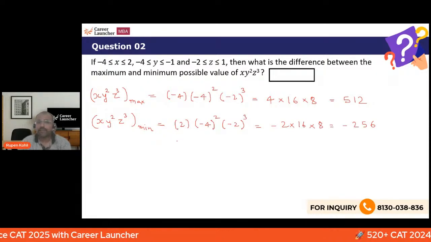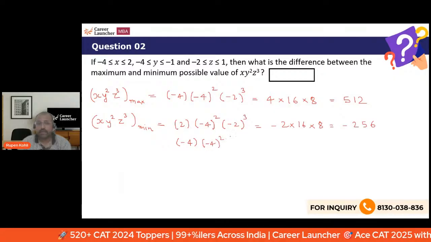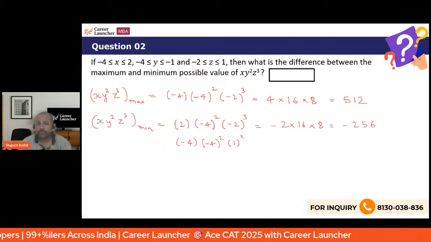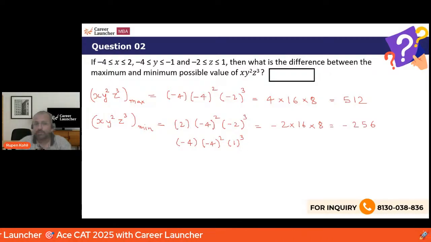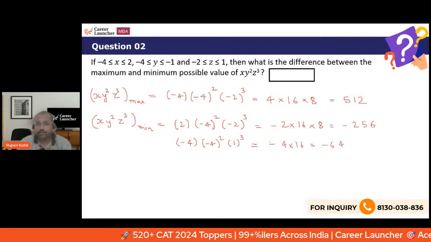But you see, that would not give us a better output. Because if I keep x as negative, which is minus 4, and I keep z as positive, which is 1, you see we are doing the cube on this number. So 1 cube is very small, so that does not help us. Eventually we don't get a very high magnitude. We only get 4 into 4 square, which is only 64. So this is not a better outcome.